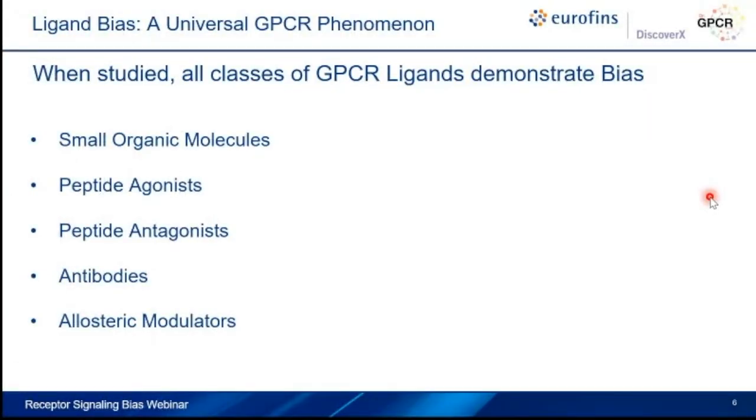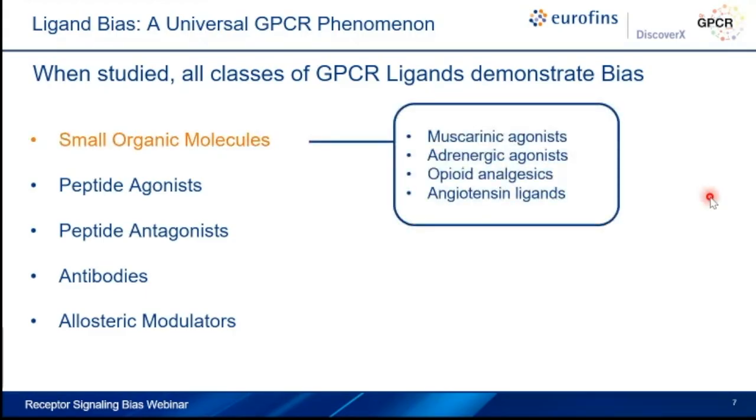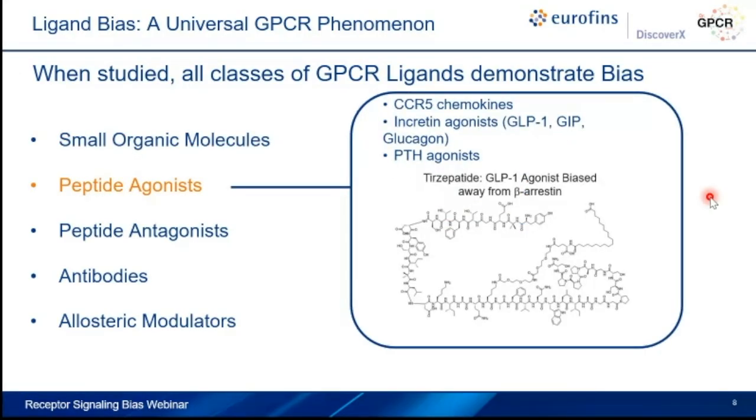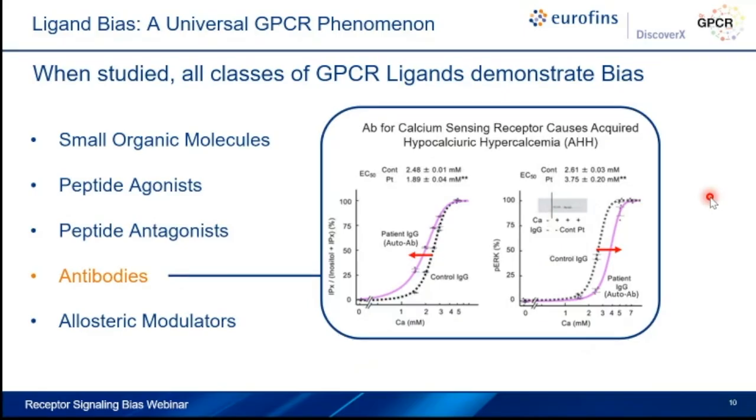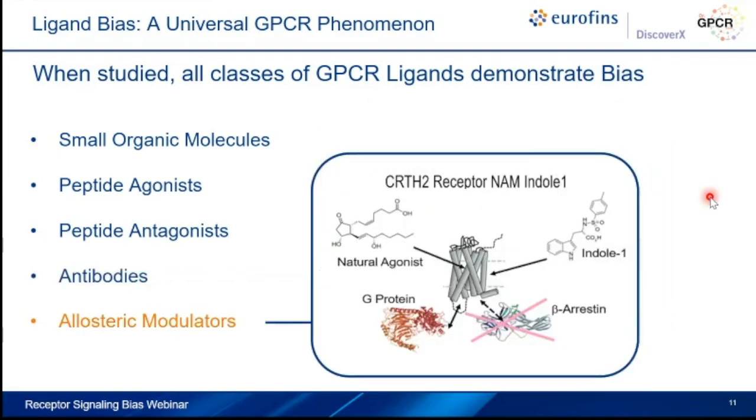So when you look, I do not know at present, and it's hard to say if this will change, but I don't know of a target that does not practice bias. So we have small molecules, a whole host of those. It occurs with peptide agonists. This is GLP-1, tirzepatide, peptide antagonists, antibodies, and at the end I'll mention all allosteric compounds induce bias, and that's a very important point, perhaps of interest in a later webinar.